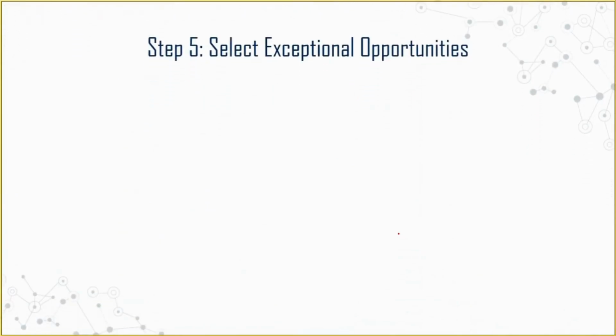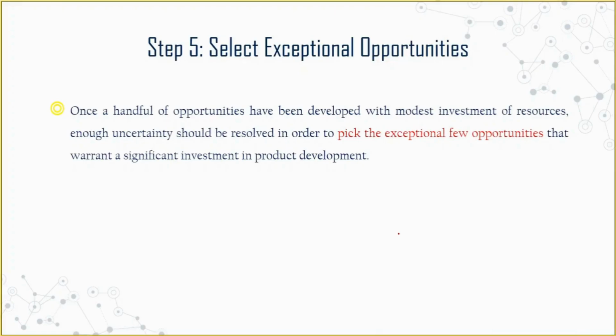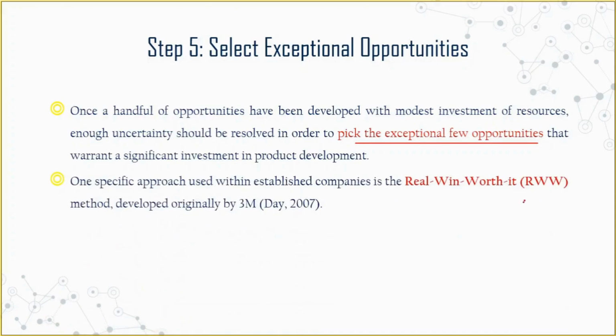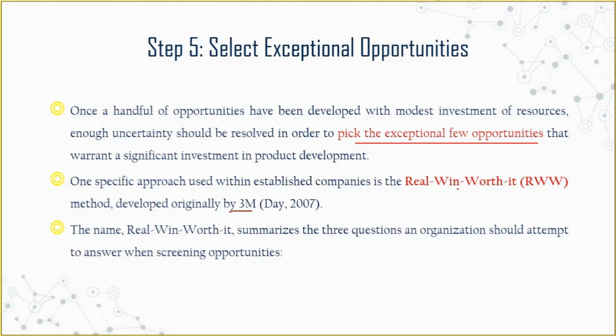Then once your available solution is there, you are going to ask a few questions in the next step, that is step 5, select exceptional opportunities. So once you are having 4 or 5 solutions, here you will try to pick the exceptional opportunities. Okay, then here you are going to consider the concept given by 3M, and the concept name is real win worth it, that is RWW. So this name real win worth it summarizes the three questions an organization should attempt to answer when screening the opportunities. So when you are selecting those opportunities to develop, you must ask three questions. And what are these three questions? We are going to see.